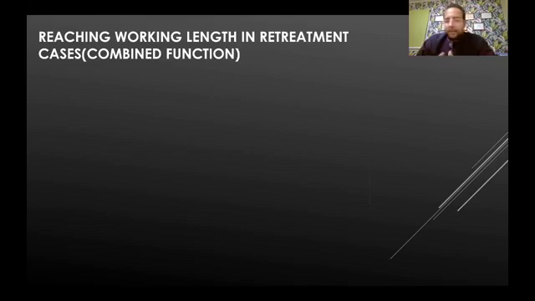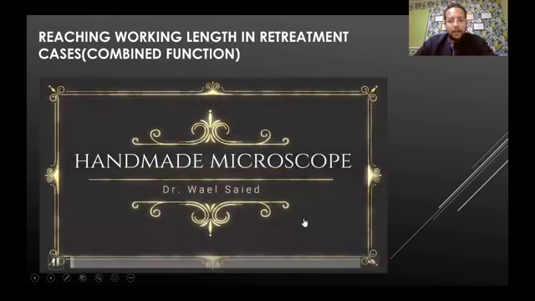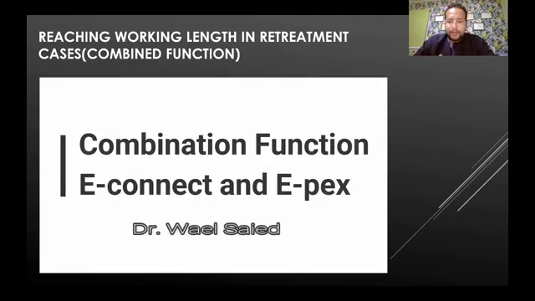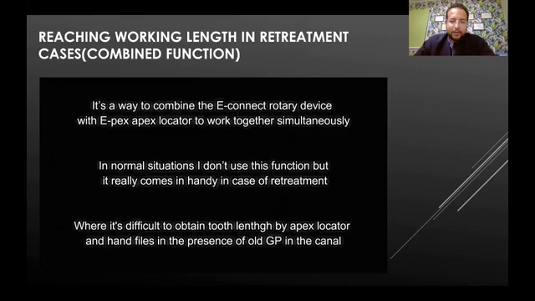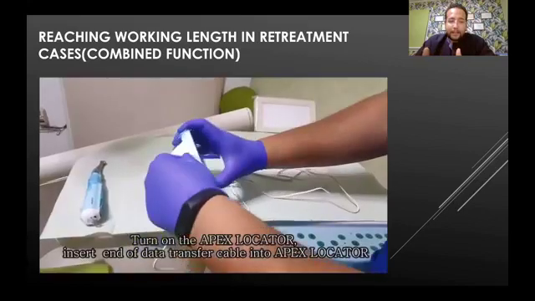So in this video, I use the combined function of the eConnect Pro and Apex to remove gutta-percha and reach the apex at the same time, without any over-instrumentation or under-instrumentation, or leaving some gutta-percha in the canal. Let's see how. The combined function in this video was done way before the eConnect S was released. In eConnect S, you can find the combined function without all this connection between the eConnect Pro and the Apex, because eConnect S has an integrated apex locator.